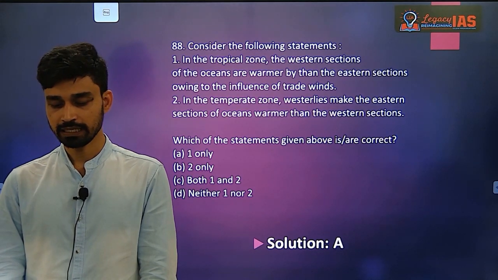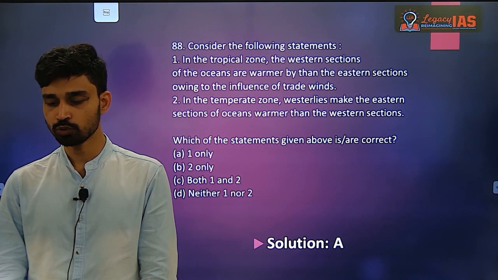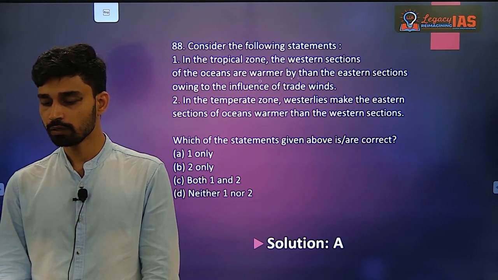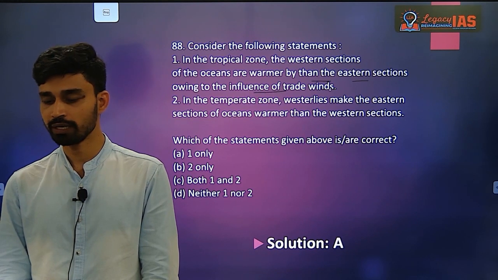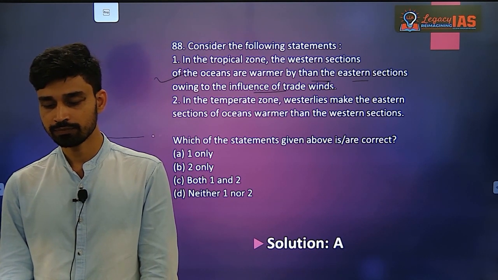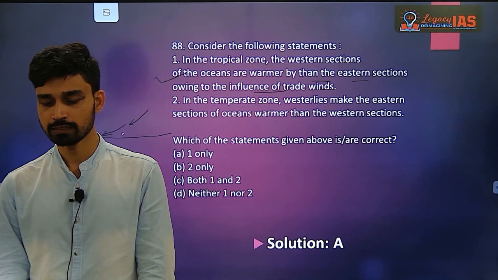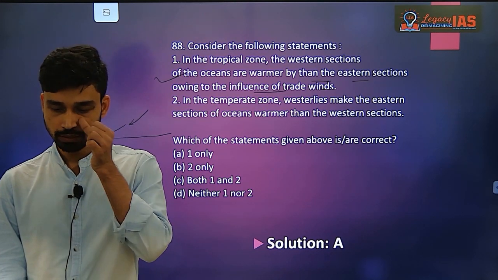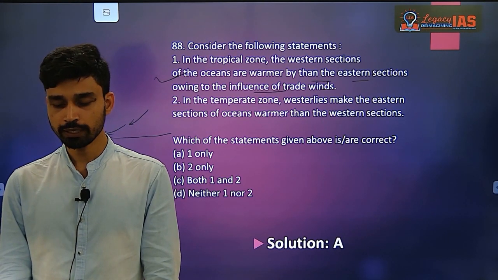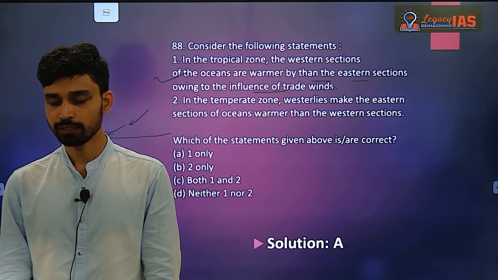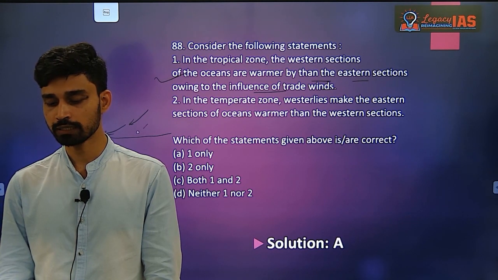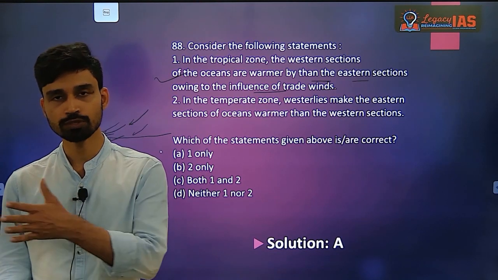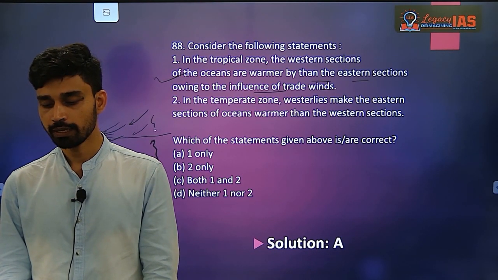Next is, consider a tropical zone. In the tropical zone, the western sections of the ocean are warmer than the eastern sections owing to the influence of trade winds. That is absolutely correct, because this is the equator and trade winds blow like this from both sides of the equator, and they accumulate the water in the western side, and that is why water temperature is relatively higher here. The surface water is moved toward the western side, while on the eastern side as surface water moves, the water from the bottom comes up and this water is relatively cooler.